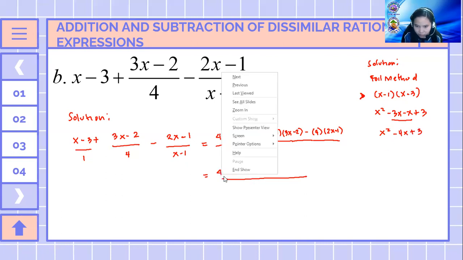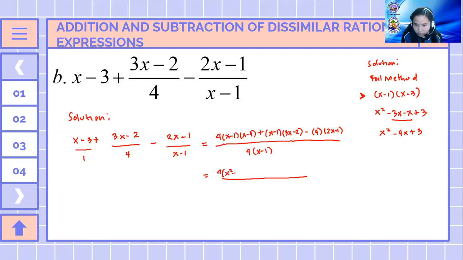So we will have 4 times x squared minus 4x plus 3 plus, again, find its product using the FOIL method. X minus 1 times 3x minus 2. So again, first we have 3x times x, that is 3x squared. Outer, we have negative 2x. Inner, we have negative 3x. And then last, negative 1 times negative 2 is positive 2. Combine the like terms, we have now 3x squared minus 5x plus 2. Then we will write 3x squared minus 5x plus 2.